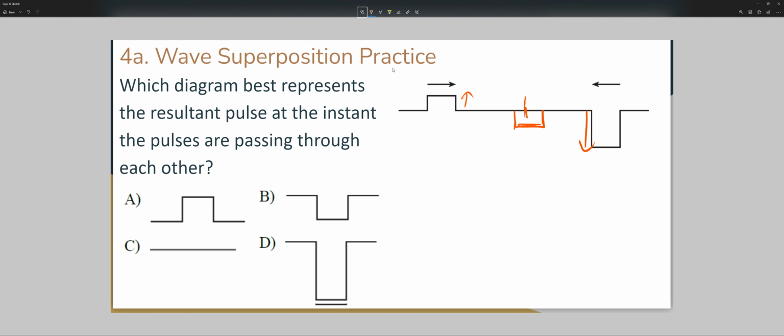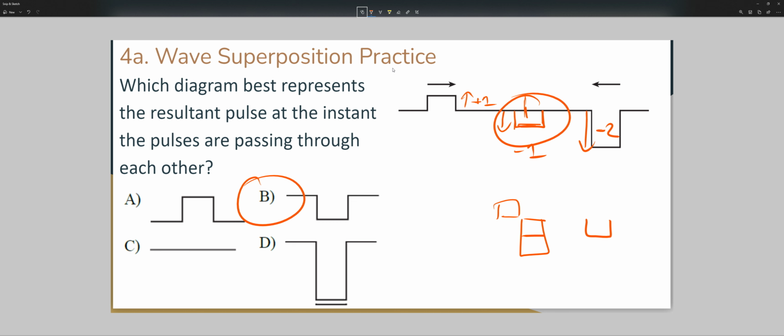The second one is larger than the first one, so it's going to overshadow this one. When they combine, you get this negative amplitude over here, and the answer that most closely resembles that is B. You're adding this wave and this wave. This part gets canceled out by this, and you're left with just the other half. Like this would be +1, and this would be -2. If you add them, you get -1, and that's this wave.